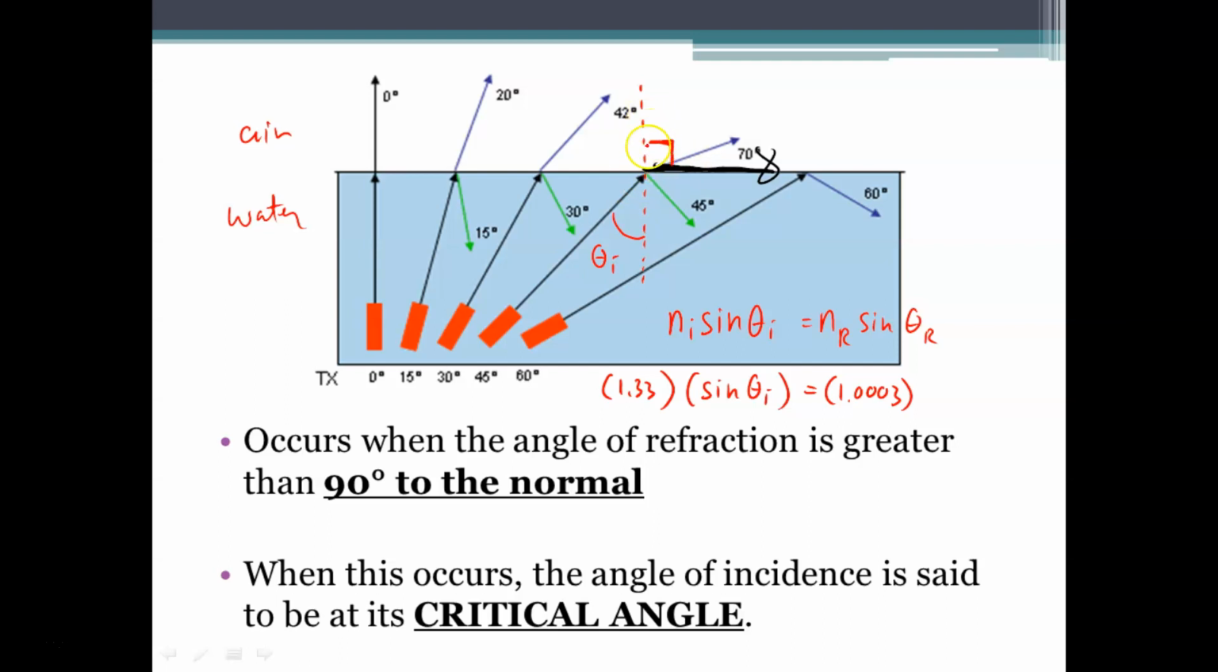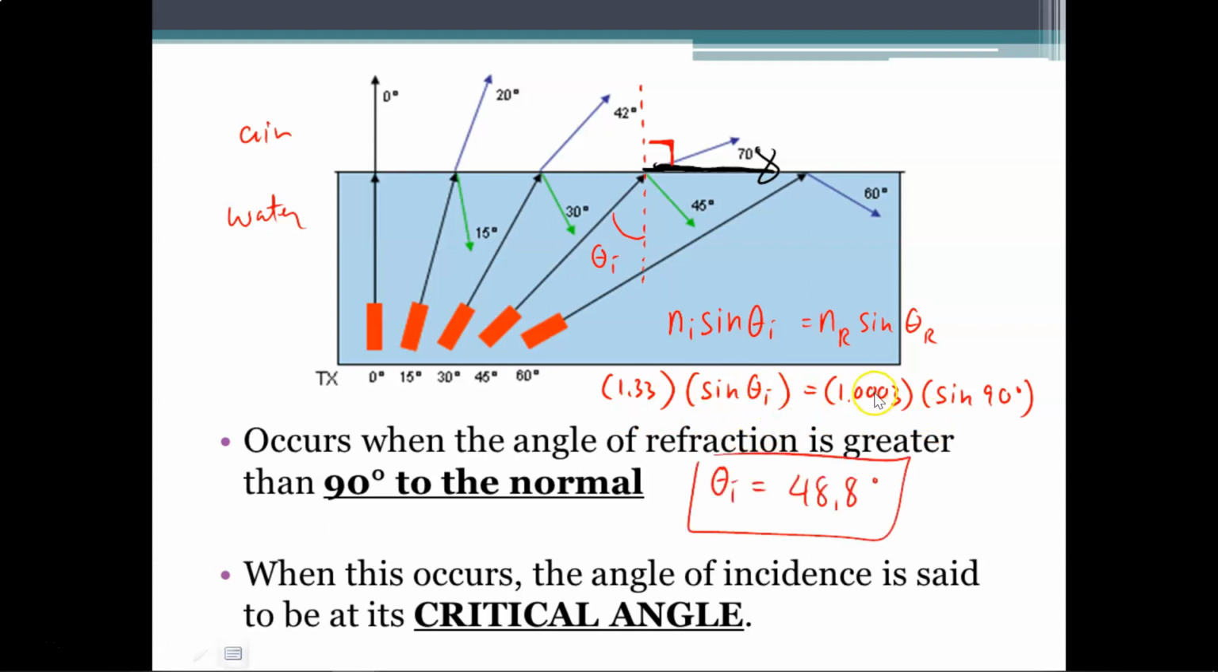Well, we always measure from the normal, and once you hit 90 degrees, anything more than 90 degrees now becomes reflection. So I can set it as sine 90 degrees, and anything more than that point, I start to have reflection instead of refraction. Now that I've got these values, I can solve for theta I. I take the 1.0003, multiply it by the sine 90, and of course divide by the 1.33, and then inverse sine this whole thing to get rid of this sine as well, and you're left with theta I equals 48.8 degrees. So the critical angle for water and air is 48.8 degrees.